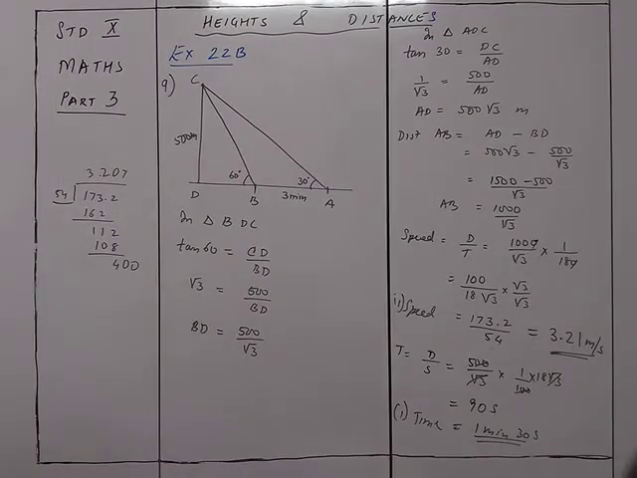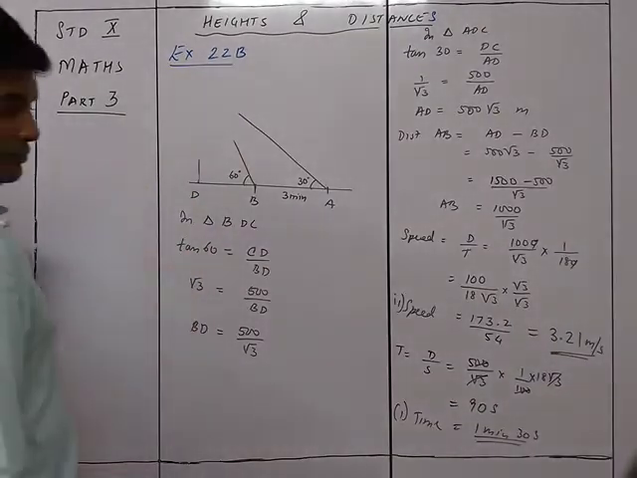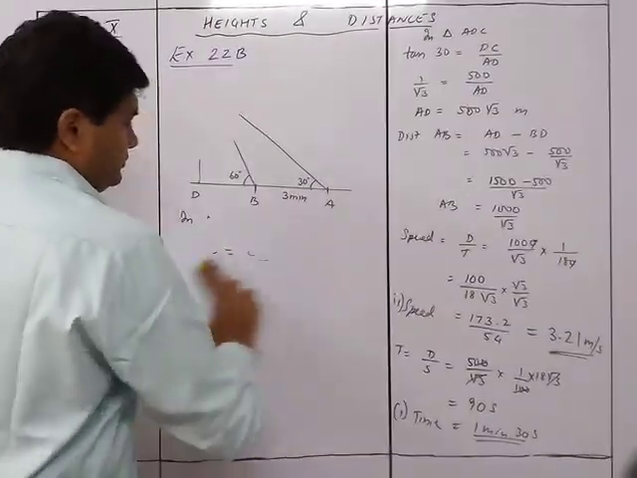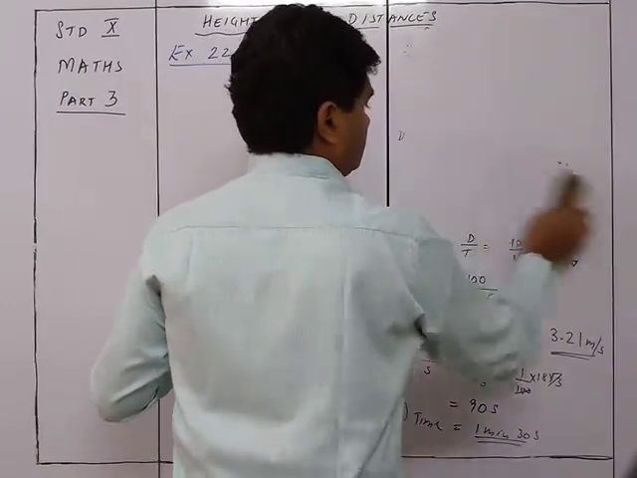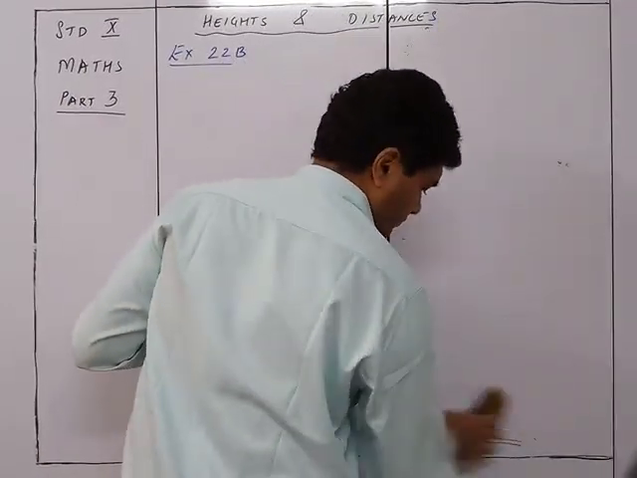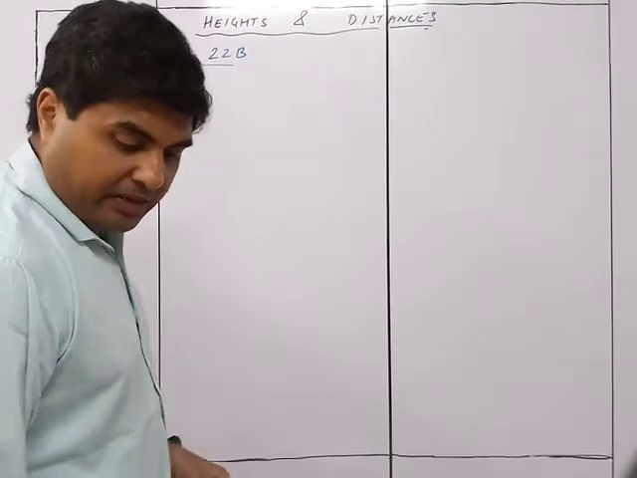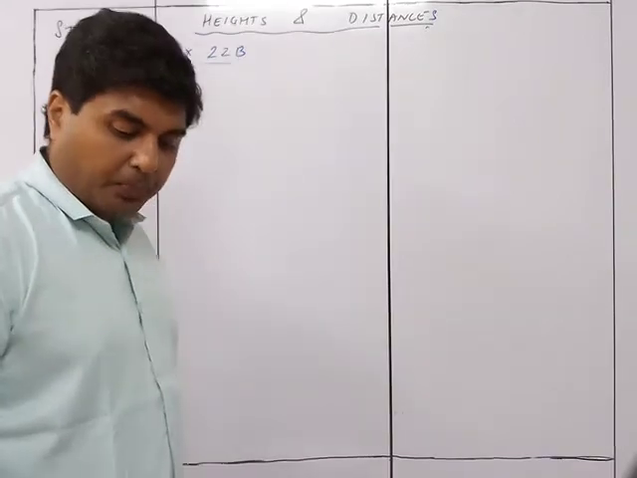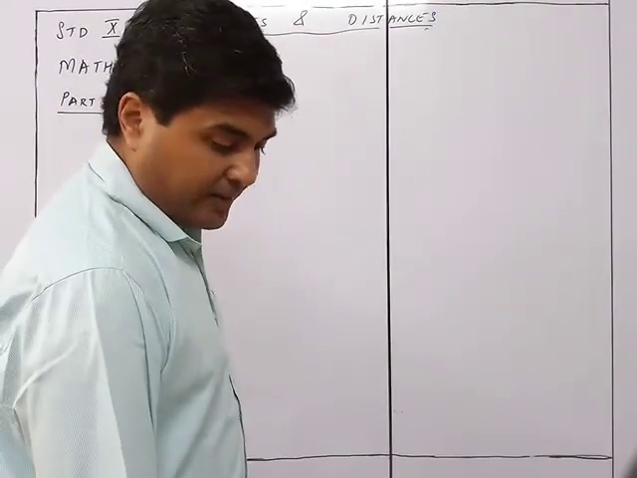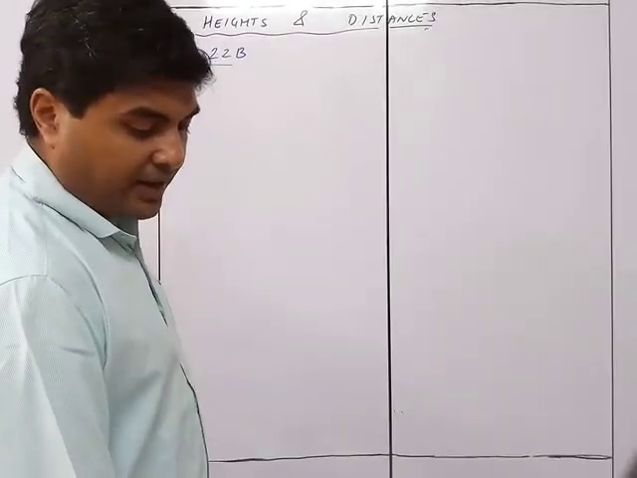So that was sum number 9. Now we move on to sum number 11. A person standing on the bank of a river observes the angle of elevation to the top of a tree standing on the opposite bank is 60 degrees. When he moves 40 meters away from the bank, he finds the angle of elevation to be 30 degrees. Find the height of the tree and the width of the river.